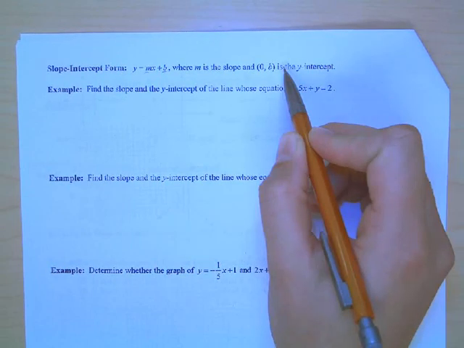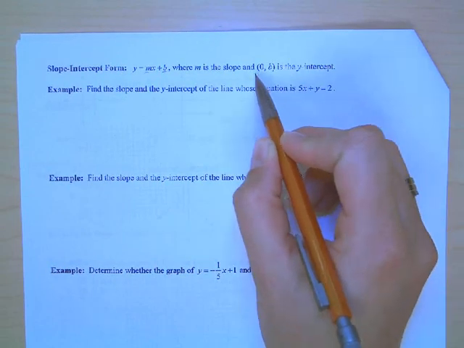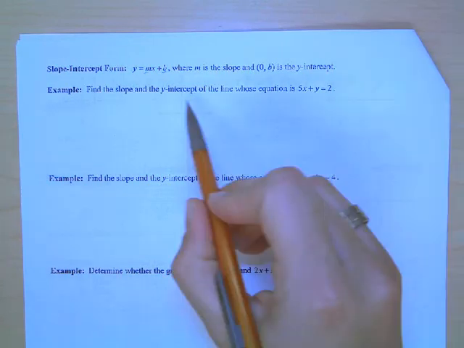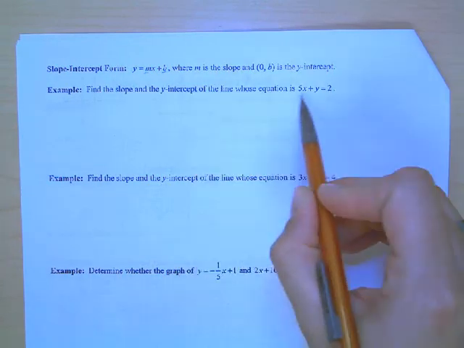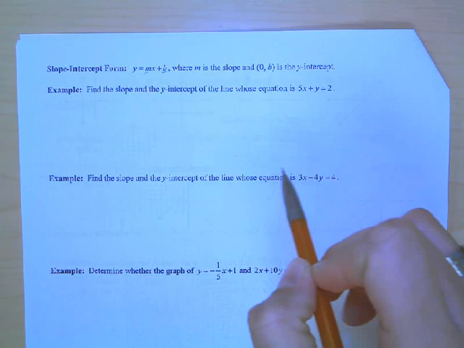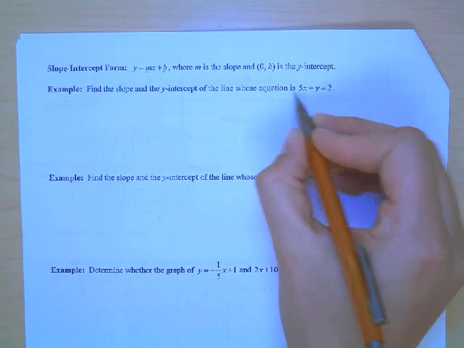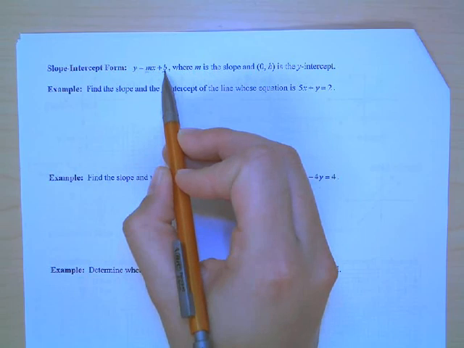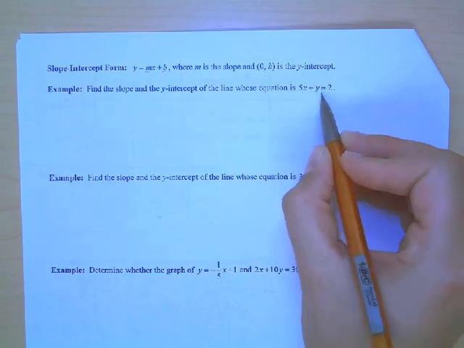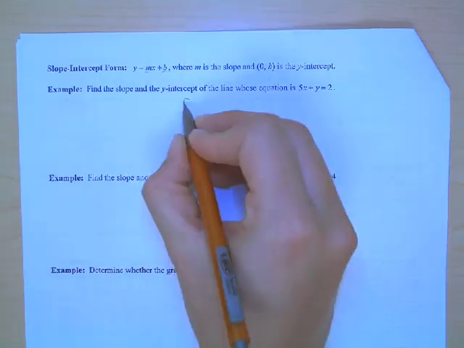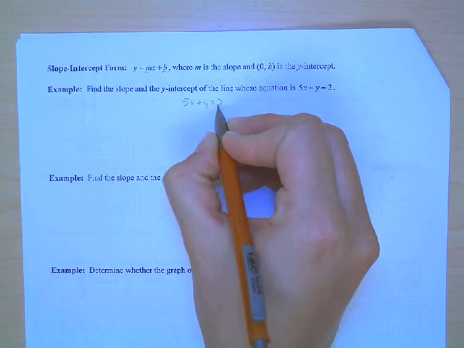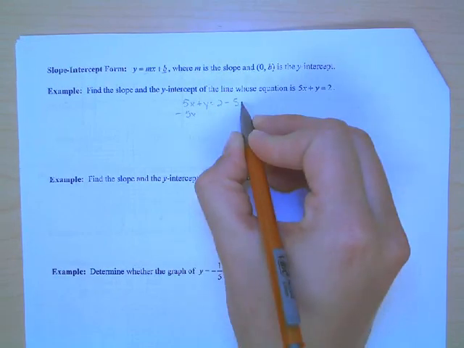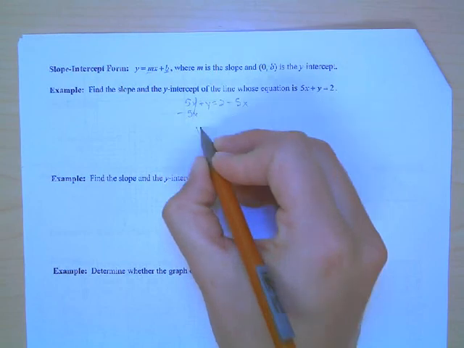Okay, so if I want to find the slope and the y-intercept of the line whose equation is 5x plus y equals 2, well, if I get this into slope-intercept form, then I can find my slope and my y-intercept. But it has to be in slope-intercept form, so I have to solve for y. So if I take 5x plus y equals 2 and subtract the 5x to the other side, so that y equals, now I'm going to rearrange this so that it's in the proper order, with the x term first. So now y equals mx plus b.